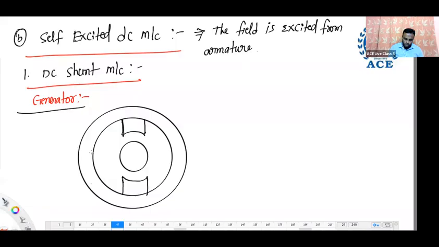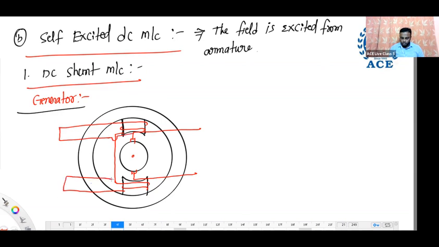Okay, see the figure for the shunt machine. This is the field winding on the pole core, and the armature winding. So the supply to the field winding is from the armature only, by connecting it in parallel. See, the field winding I am connecting to the armature in parallel. That's it. So this is a shunt generator. Field is excited from the armature by connecting in parallel. Okay.